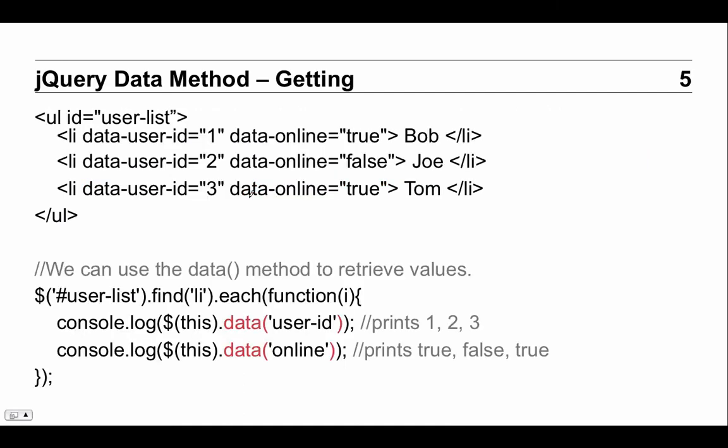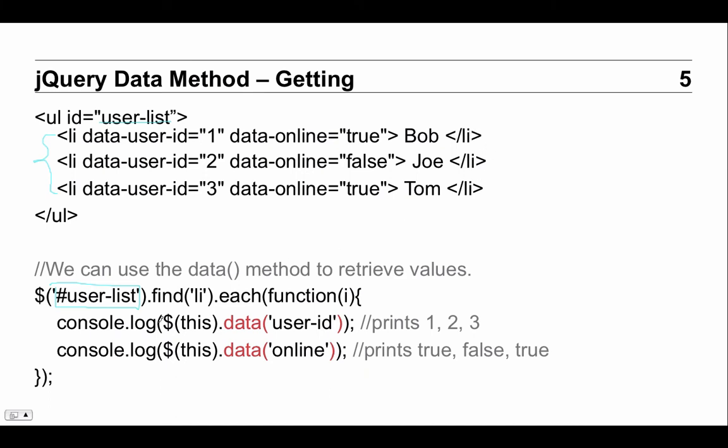Let's take a look at getting these values. So here what I'm going to do is select the unordered list with the ID of user list. So that'll select this guy here. And then we're going to go inside and find all the list items. Okay, and then we're using the each method, meaning that for each one we're going to do the same thing. So it's going to actually loop over each of these list items.